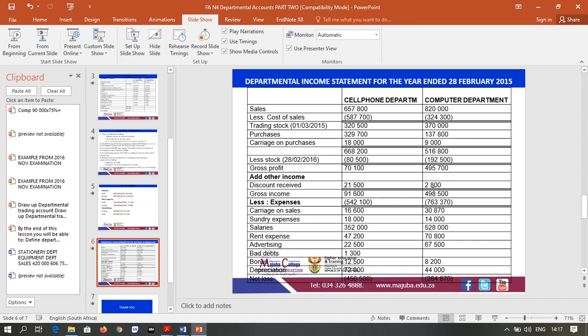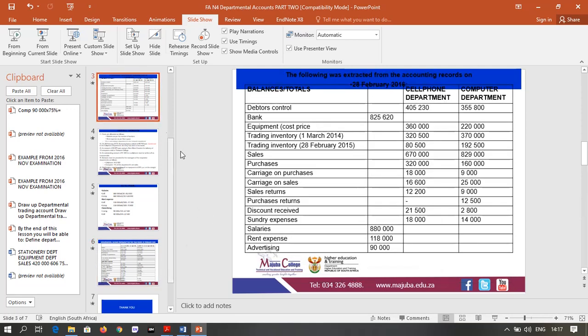The same thing applies to the computer department. Then you get a gross income. Then you come to less operational expenses. Under expenses, you start with carriage on sales. This is one of the expenses. You have 16,600 and 25,000.